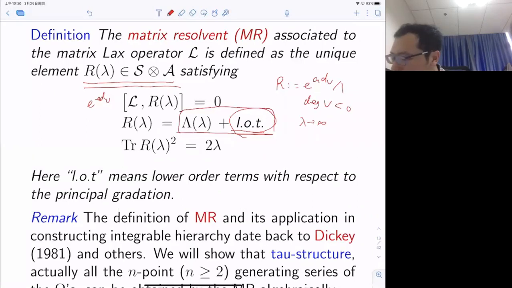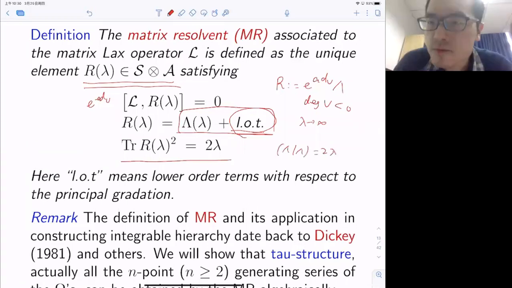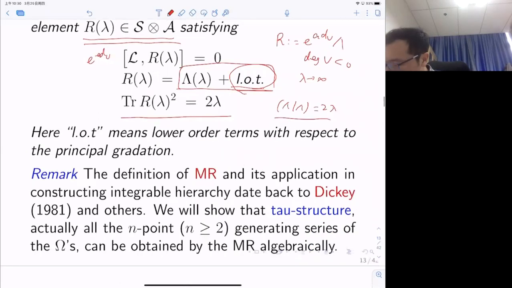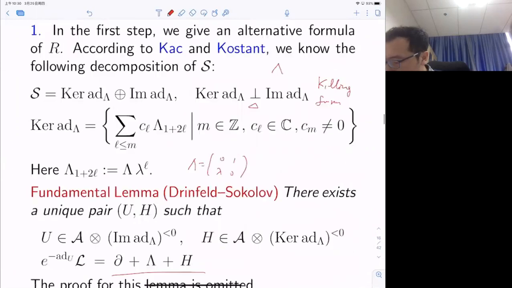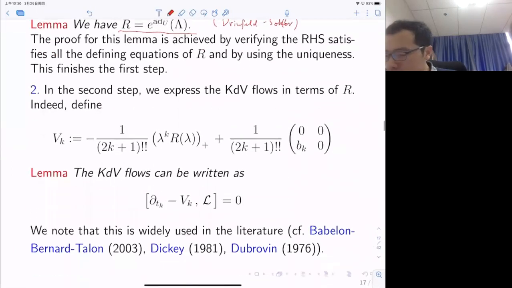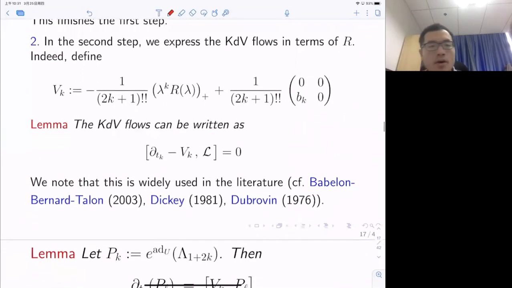And finally, this condition is also simply because lambda equals lambda. Then you use the invariance of this action for the Cartan-Killing form. So the proof is very easy. We also omit the details, and this gives the first step. In the second step, one can express the KdV flows in terms of the matrix resolvent.